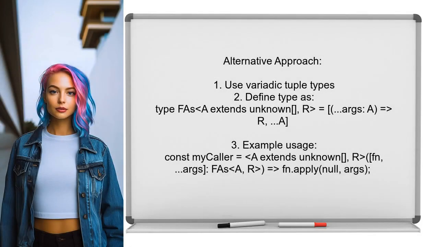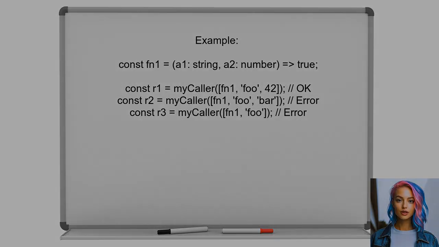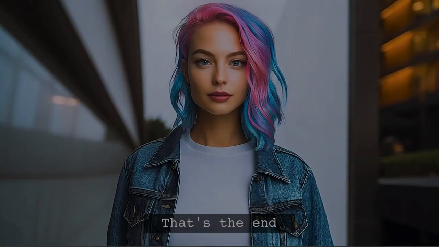An alternative approach to defining a type for an array with a specific first element is to use variadic tuple types introduced in TypeScript 4.0. This allows you to create a type that asserts the first element as a function and the rest as its arguments in a type-safe manner. For example, if you have a function that takes a string and a number, you can call it with the correct types, and TypeScript will enforce the argument types, providing errors for mismatches. That's the end of that answer.